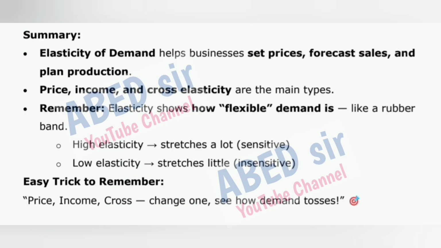Summary: elasticity of demand helps businesses set prices, forecast sales, and plan production. Price, income, and cross-elasticity are the main types. Remember, elasticity shows how flexible demand is, like a rubber band. High elasticity stretches a lot, sensitive. Low elasticity stretches little, insensitive.